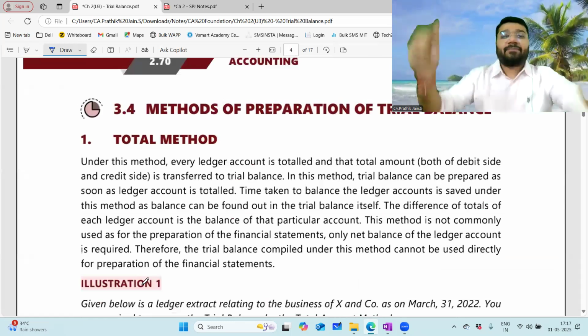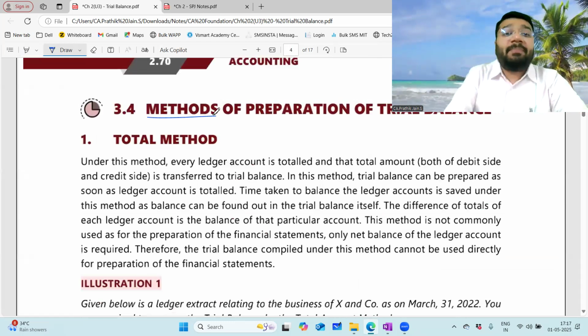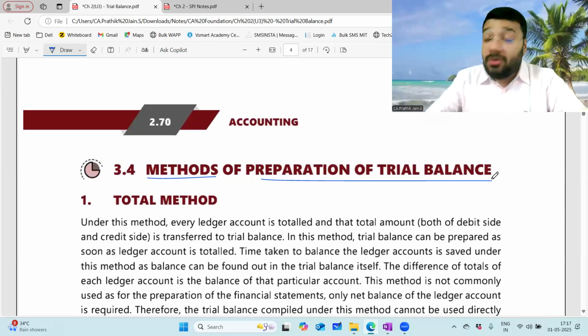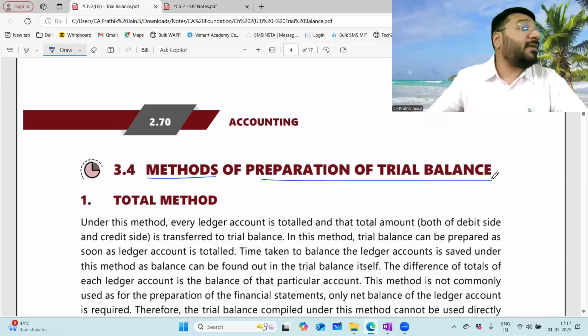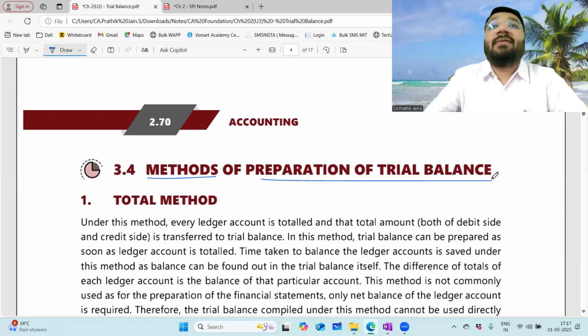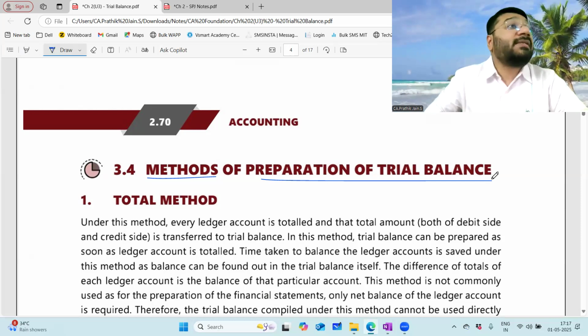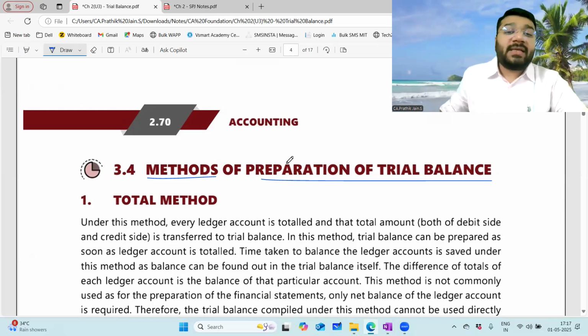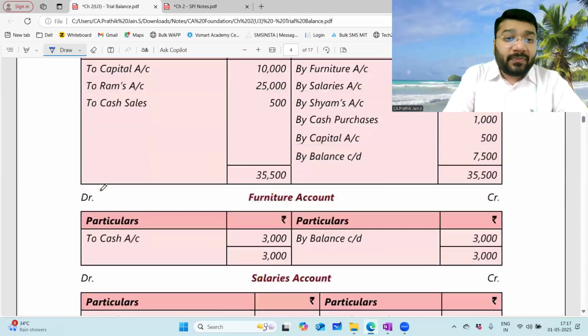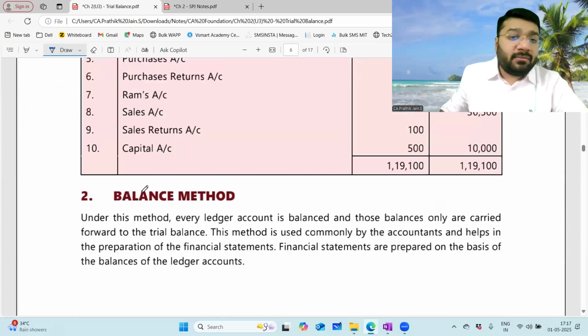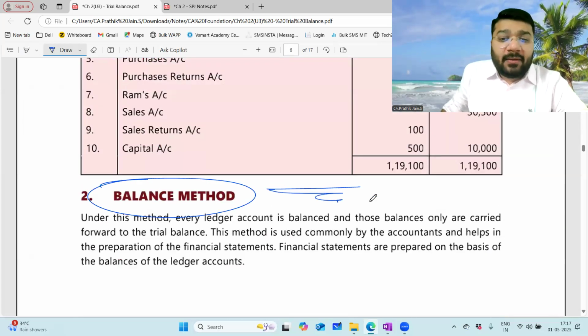Now coming to this. Methods of preparation of the trial balance. Sir, methods of preparation of trial balance? There's only one method. No. We have 2 methods in which the trial balance could be prepared. One part was never covered in the syllabus in 11th and 12th. Now it is covered for the very first time in your CA Foundation. There are 2 methods in which the trial balance could be prepared. One is called the total method and the second is called the balance method. In your school, you have studied the balance method.